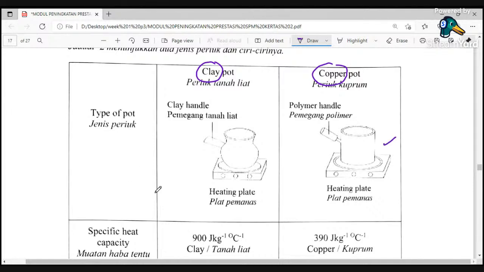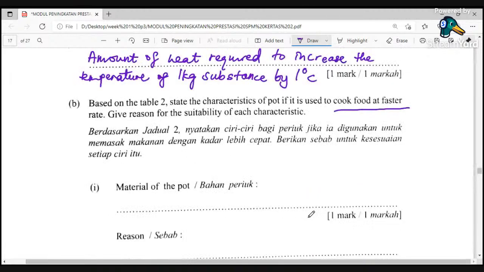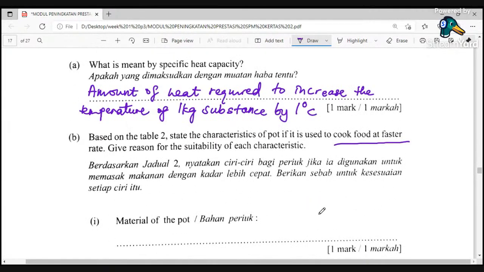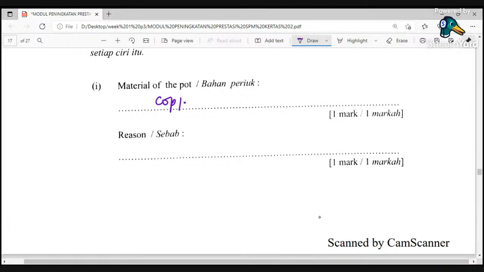instead of clay. Look at the specific heat capacity is smaller, so it will heat up faster. And mass is smaller, so it is lighter. A good heat conductor, smaller specific heat capacity, smaller mass. So dia punya advantage nampak lebih besar untuk cook food faster. So material of pot we can state as made of copper. Reason?